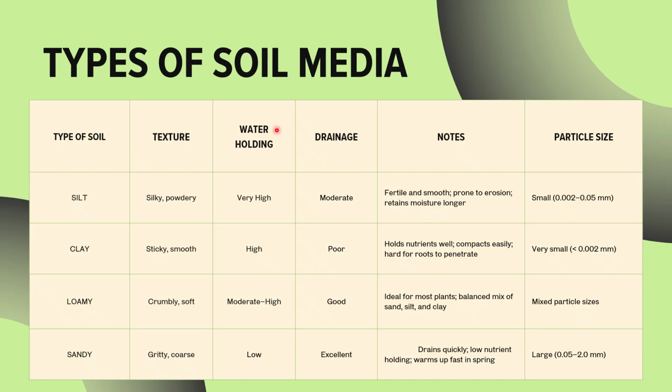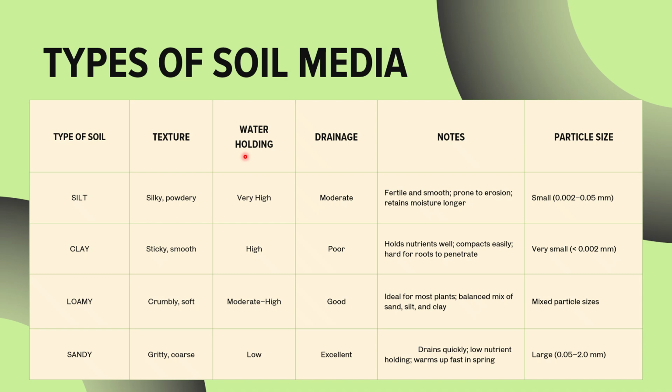When it comes to water retention, or water holding, silt is very high. The drainage is moderate, so it's in between. Last but not least, in terms of size, it's considered small, and it tends to be fertile and smooth. So you will normally see this nice soil that is very silky and smooth, prone to erosion, and it retains moisture longer.